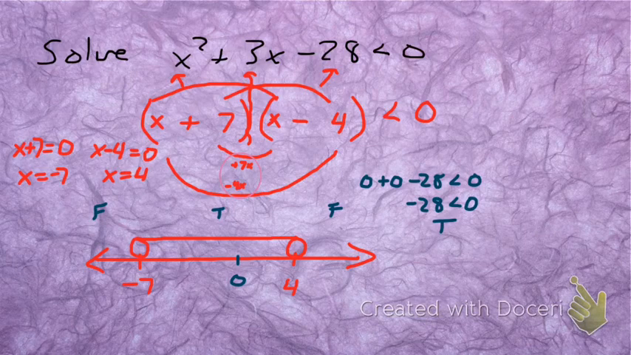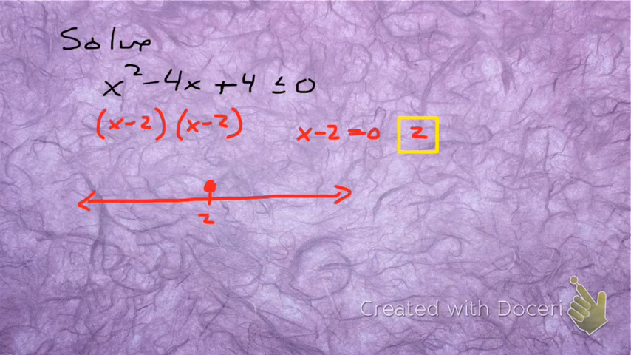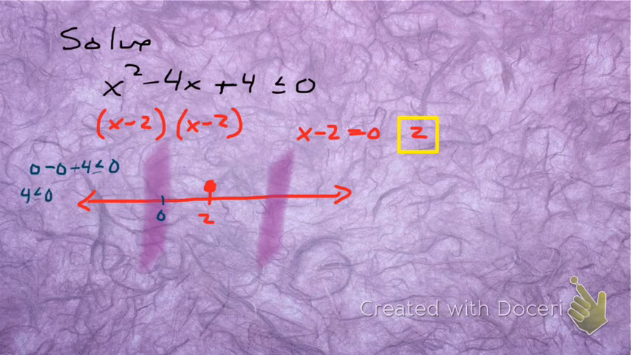Yes, ma'am. So I want you to work on this one. It's going to lead to a conundrum, and then we'll go over the conundrum once we get to it. But you start it on your own. Double root. Both sides are going to be the same. Test 0, 0. It's false. So the only answer that works is 2.